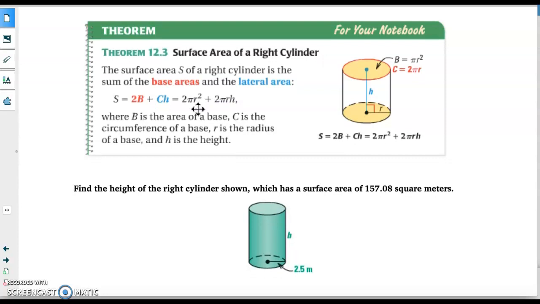If we look at this again, the area of the base times 2, that's just our circle area, which is pi r squared times 2. And then here, this CH represents the circumference of the circle times the height, or 2 pi r times the height. And so this would be the surface area of the whole cylinder.